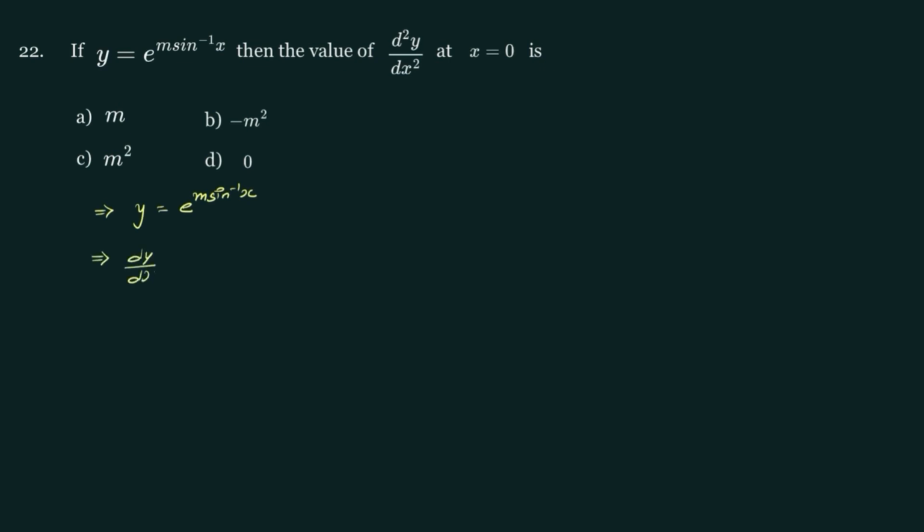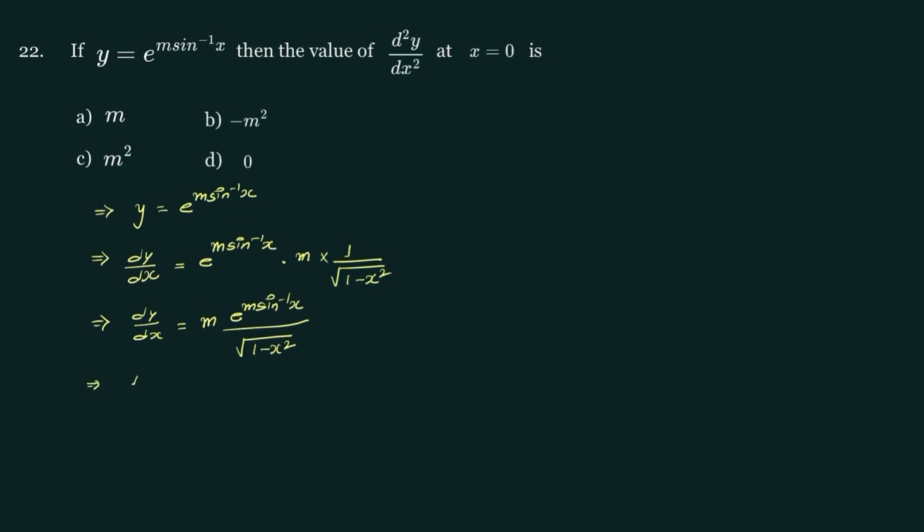Then we will have dy over dx equals e to the power m sine inverse of x only. But using the chain rule, we have to differentiate m sine inverse of x also. So d/dx of m sine inverse x will be, m is constant, and d/dx of sine inverse x will be 1 by root over 1 minus x square. So dy over dx equals m e to the power m sine inverse of x divided by root over 1 minus x square. Now we will differentiate again both sides with respect to x.